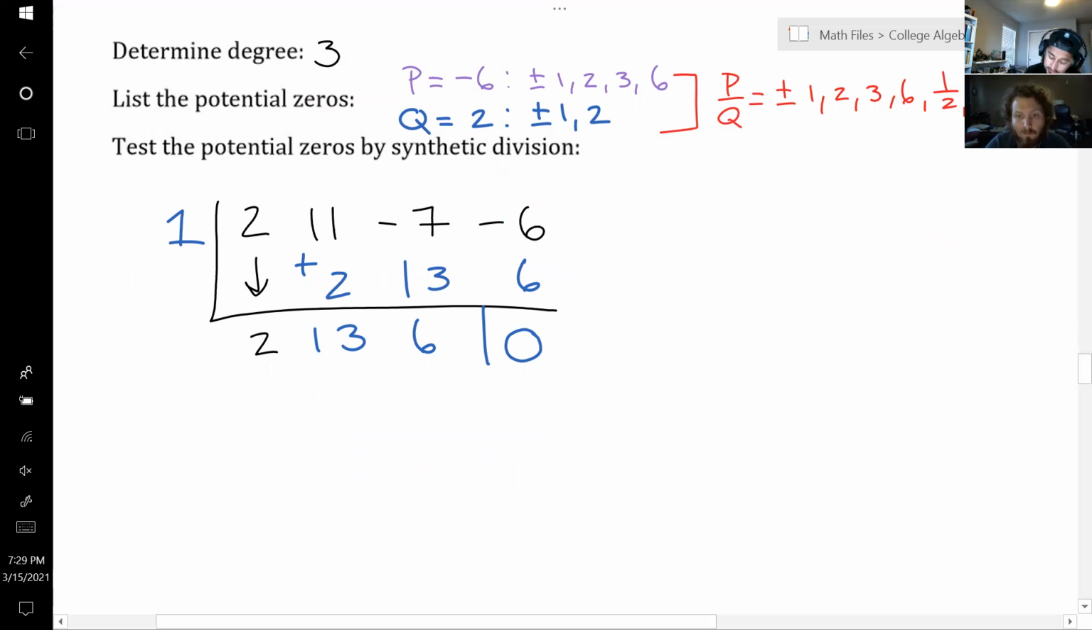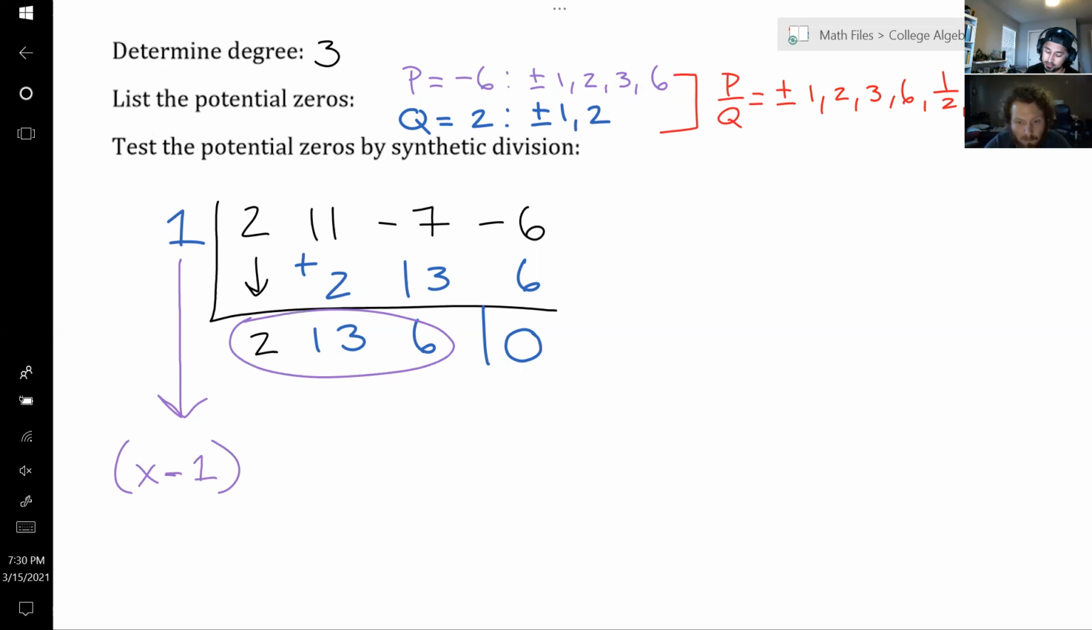All right. So now, since we got a remainder of 0, we're going to have to write this back into factored form. So the first factor we start with is, how do I put this divisor of 1 back into linear form of x minus c? What would I write? X minus 1. Right? And then what goes next to it is our quotient.